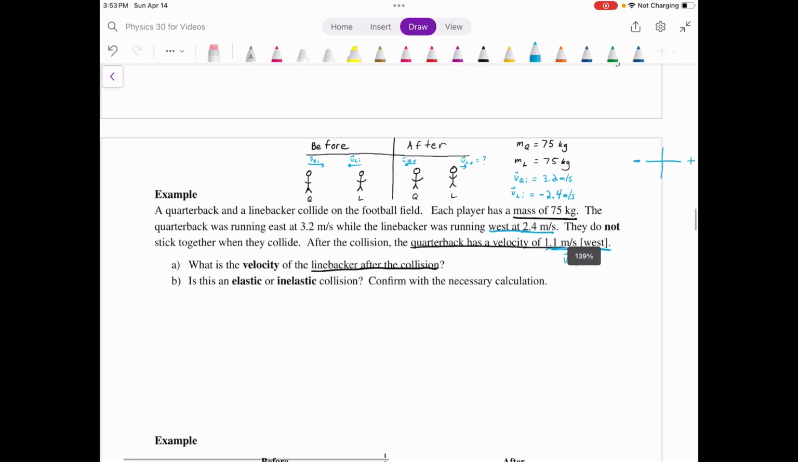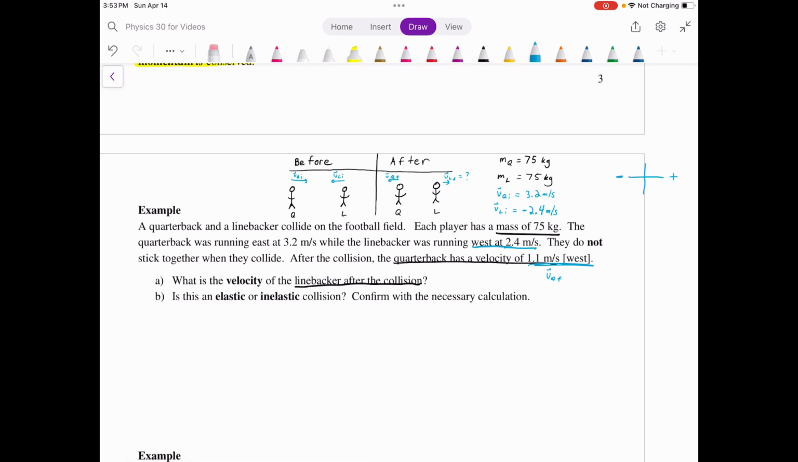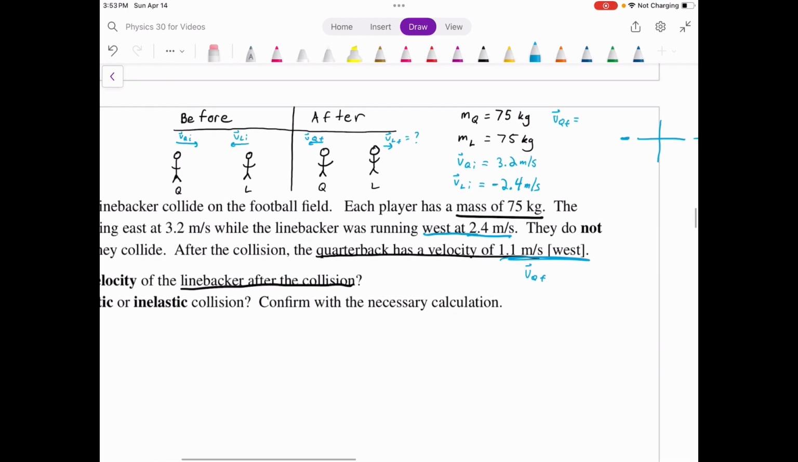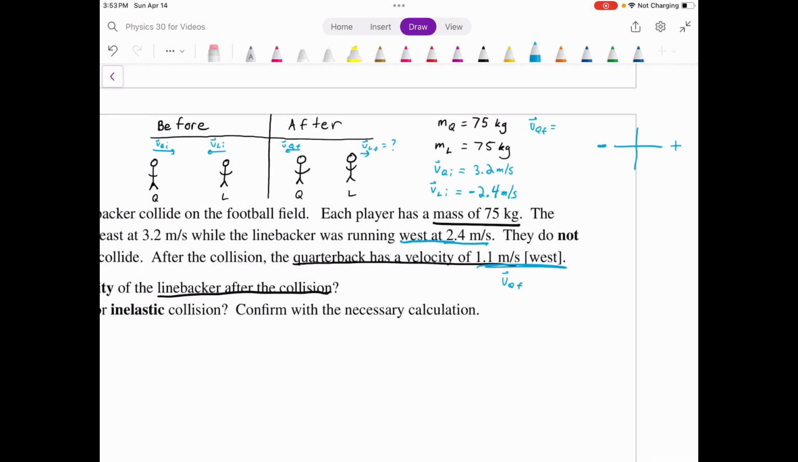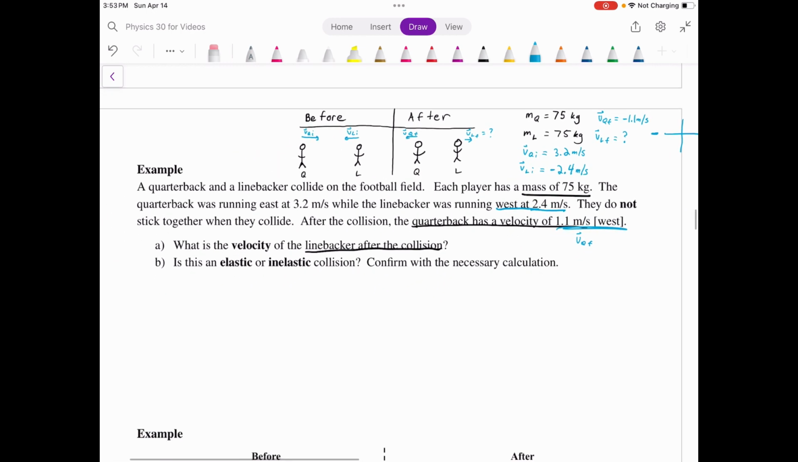Okay, and then we also know the velocity of the quarterback after the collision. So we know v quarterback final is 1.1 meter per second to the west. So west is negative, so we're going to say negative 1.1 meters per second. Okay, and what we're trying to figure out is how fast and in which direction would the linebacker be moving after this collision. Okay, so how are we going to do it, right?